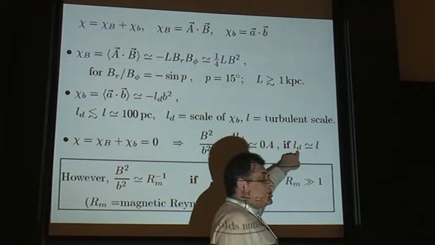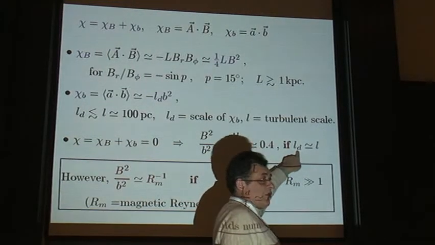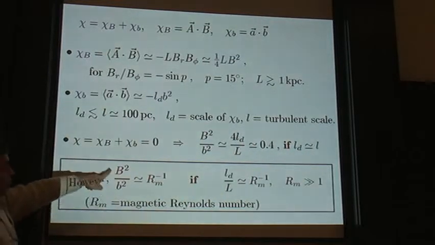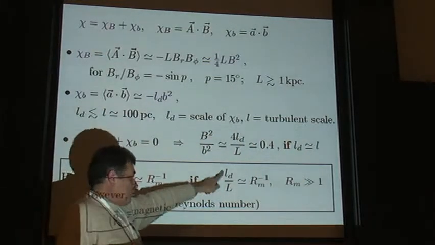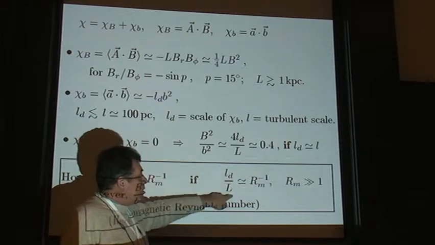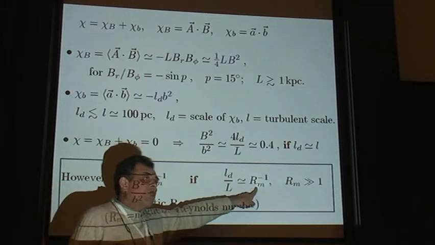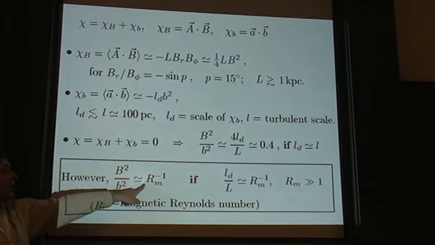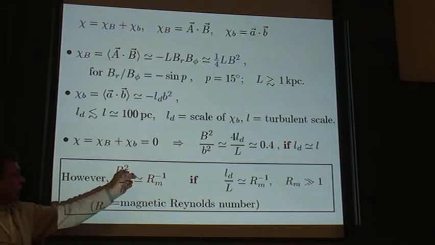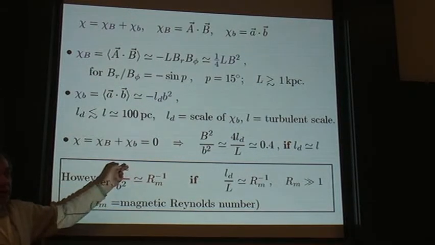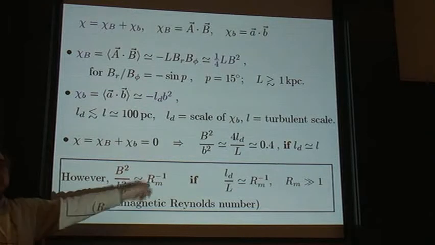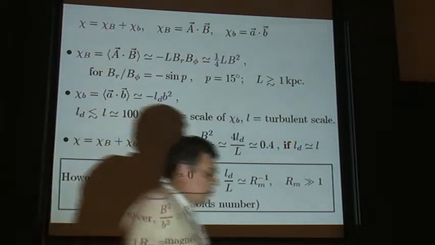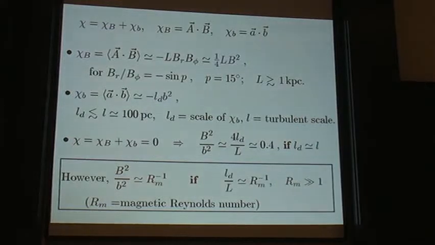But imagine that this scale of magnetic helicity, which is a quadratic one, is much smaller than L. For example, there are perhaps reasons to believe that this can be as small as scale with Rm. Then indeed you need to get that B squared over small b squared, the ratio of the energies in the large scale to the small scale, must scale as Rm to the power minus 1, being negligible. So this is the problem.